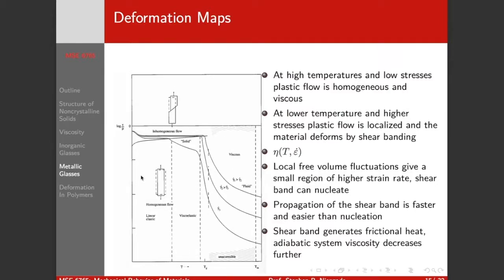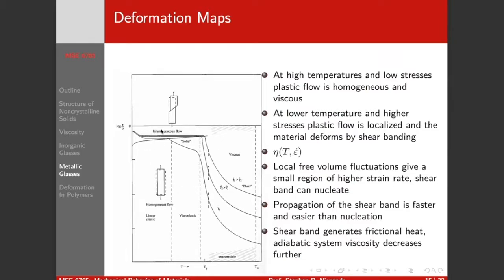And Ashby popularized these deformation maps for metallic glasses. So basically down here we have homogeneous flow, where we're in this elastic or viscoelastic and viscous regime. So if our stress is very low or our temperature is high, we can get homogeneous flow, right? But these are very low stresses.